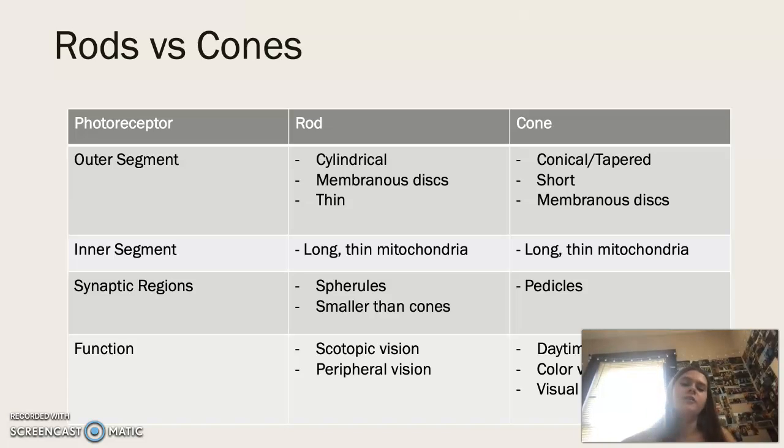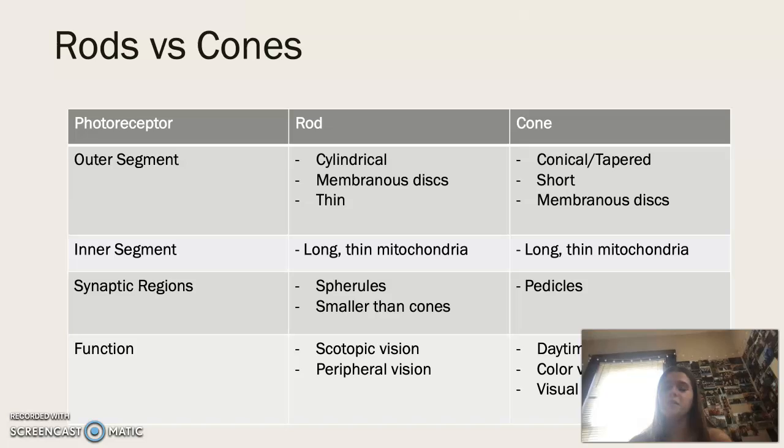And we can look at how the function aids this. So like we went over before, rods are responsible for scotopic vision and peripheral vision, so nighttime vision when there are low levels of light, as well as seeing in the periphery. While cones are responsible for daytime vision, color vision, visual acuity, seeing when there's lots of light, seeing colors, and seeing things with a high level of clarity and a high level of detail.